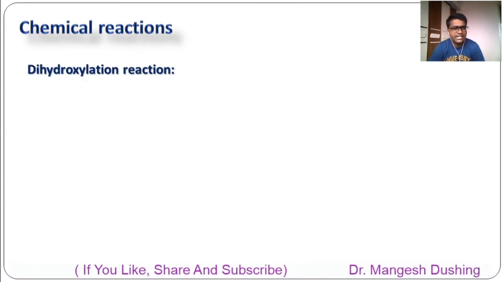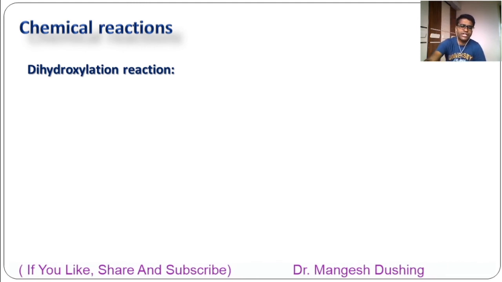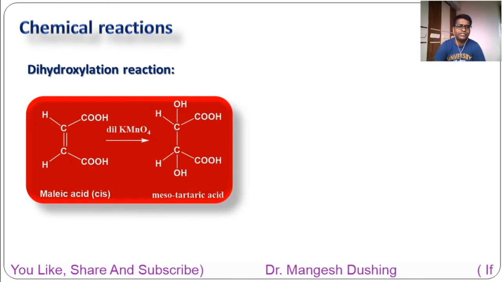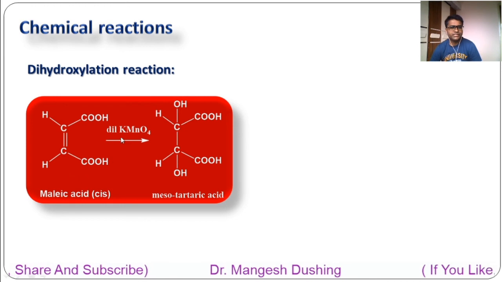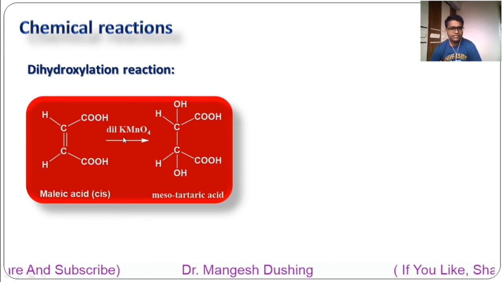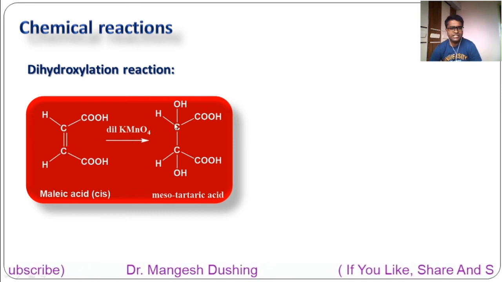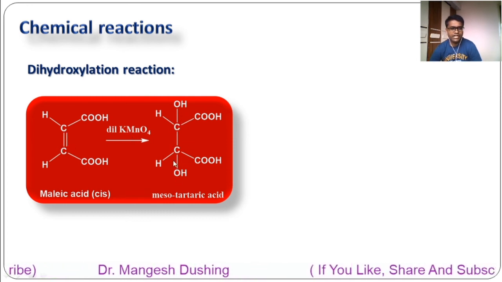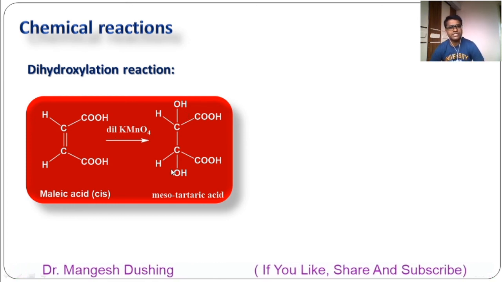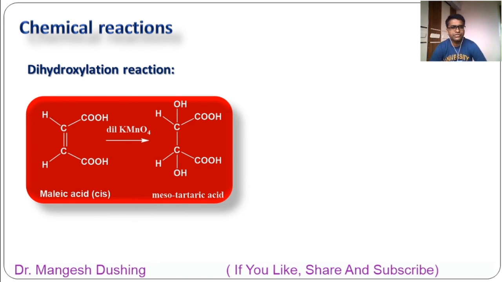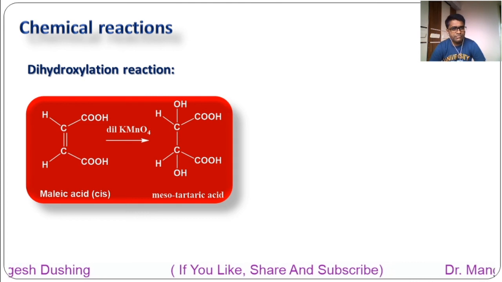Next, we will see dihydroxylation reactions. Dihydroxylation means formation of a diol from an alkene by using dilute KMnO4. So this is maleic acid. If you treat it with dilute KMnO4, this alkene is converted to the diol, and this is a syn addition of hydroxy groups. So both hydroxyl groups come from the same side of the double bond, so you will get meso-tartaric acid.